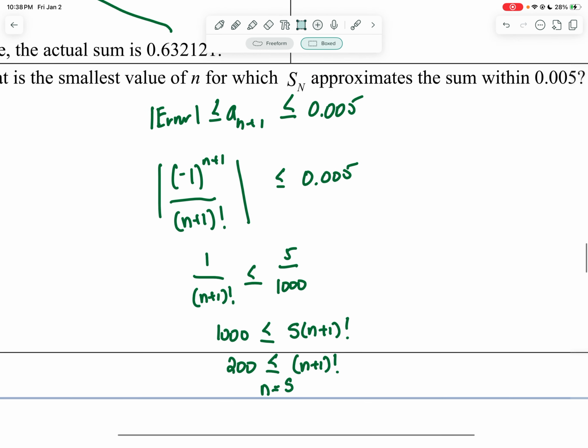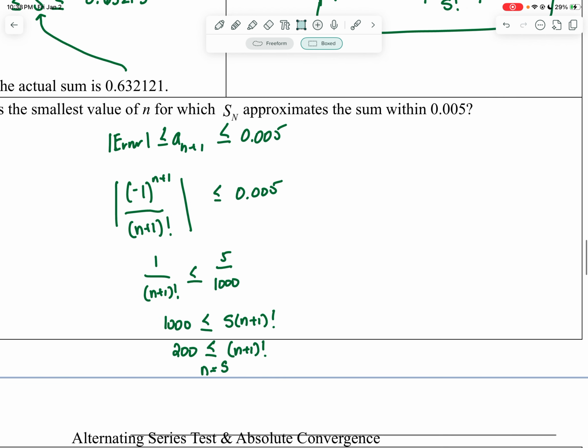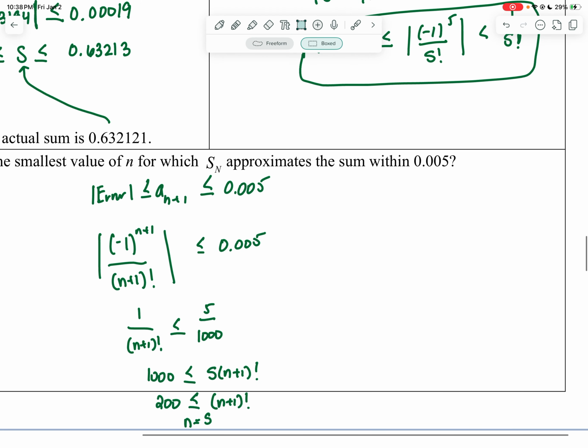So this means that if n is equal to 5, my partial sum for the first 5 terms is going to approximate the actual sum within 0.005. So here's what I'm going to do.